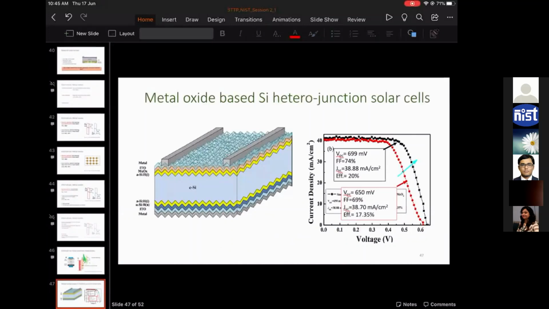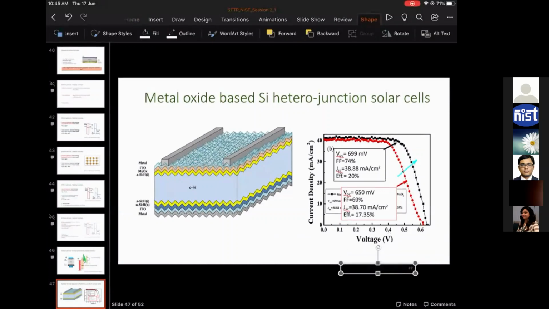Exactly. TMO. Okay, so let me admit that this IV curve is quite old now. I believe it is from a paper in the year 2020. So at that time, the VOC is around 699 millivolt for a good quality metal oxide crystalline silicon. Yes, the maximum open circuit voltage.